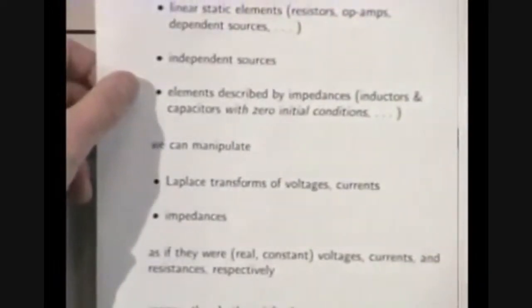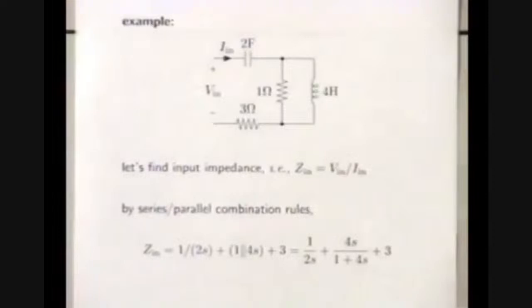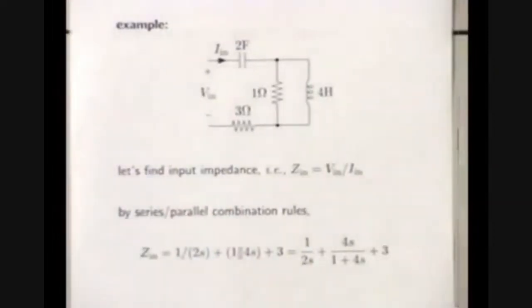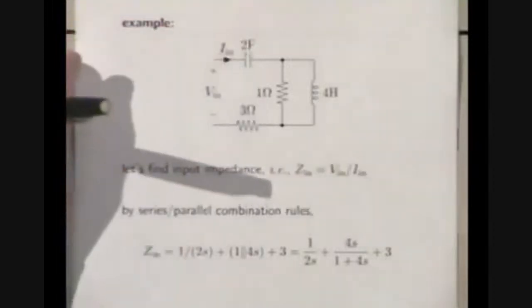So let's look at an example. We won't do too many of these. We'll just do a handful of examples. Here's a complicated circuit. It's got resistors, capacitor, inductor. It's not that complicated, but for hand analysis, it's complicated. And let's find the input impedance. So the input impedance is simply the ratio of this voltage to this current.